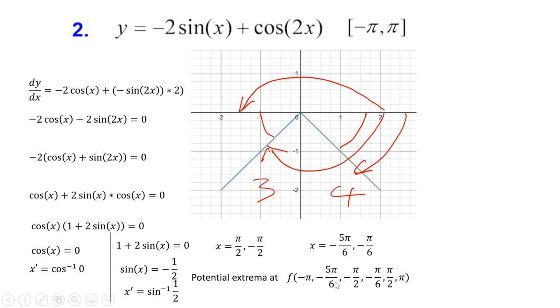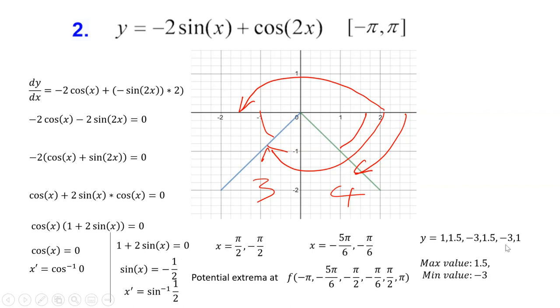The two endpoints, minus pi and pi, and then the ones that we got by doing the sine to the minus 1 of a half, which is the minus 5 pi over 6 and the minus pi over 6, the minus pi over 2 and the pi over 2. These two come from where the cosine of theta is equal to 0, and those are the two angles that make sense for that. Where's cosine equal to 0? At pi over 2 and at minus pi over 2. Those are both within the domain that we talked about. So here are my answers.